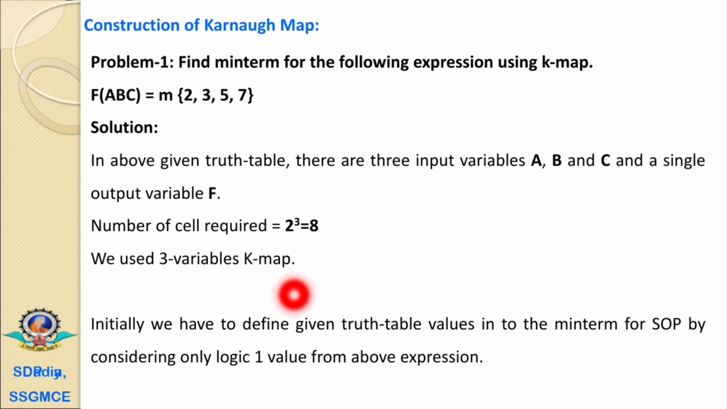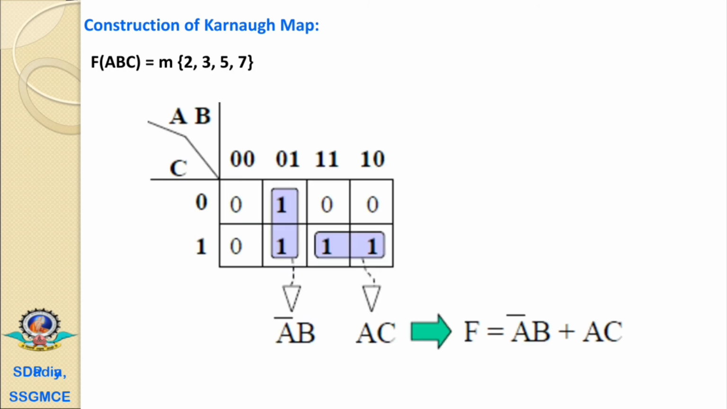Initially, we have to define the given truth table values into the min terms for the sum of products by considering only the logic 1 value from the above expression. That means we construct this K-map of the 8 cells, that is the 3 variables K-map, and we have to enter 1 for this particular designation. Now we are familiar with the cell designation. In this, the first column designations are 0 1, second column 2 3, therefore we have written the 1 1.